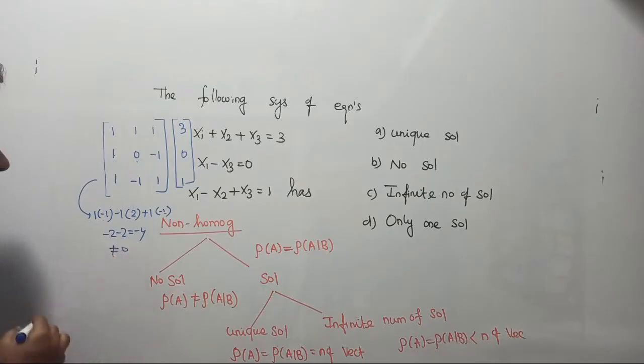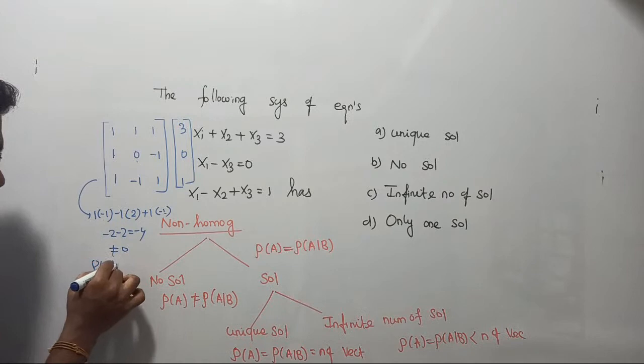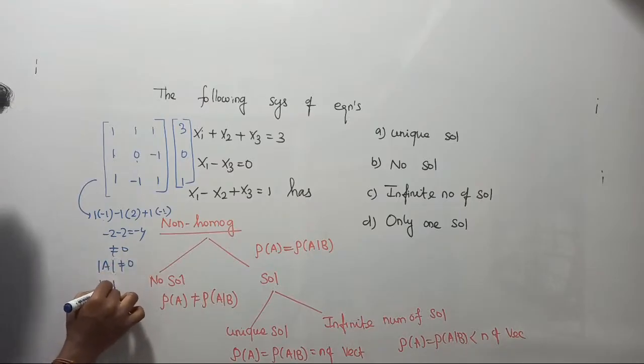That is not equal to 0. I hope you all remember: if the determinant of A is not equal to 0, then directly we can write that the determinant of AB is also not equal to 0, because we all know the reason.